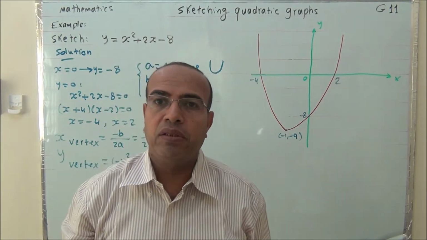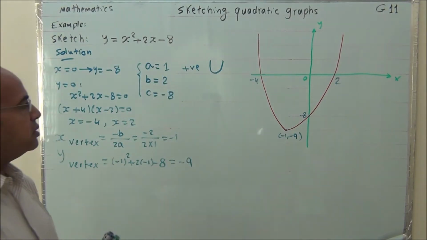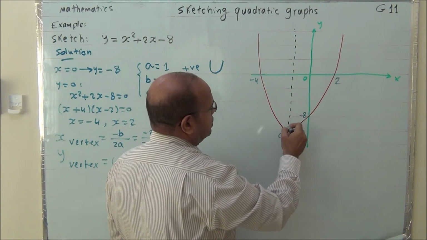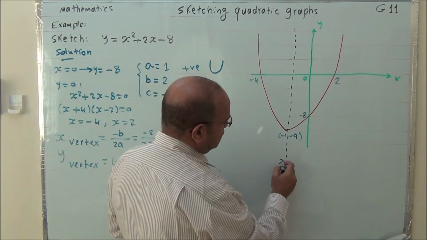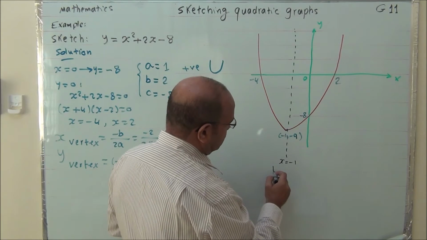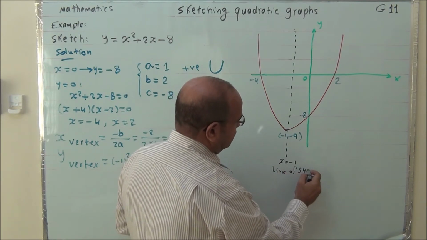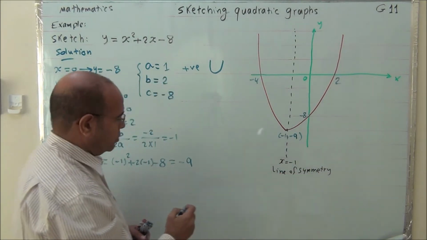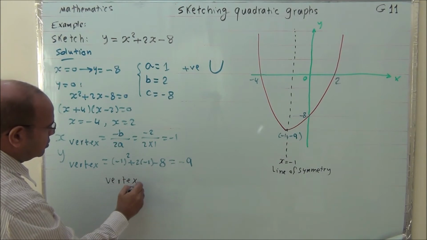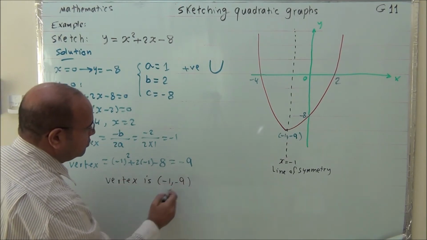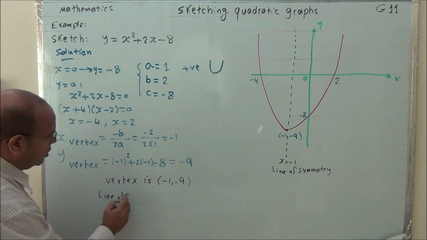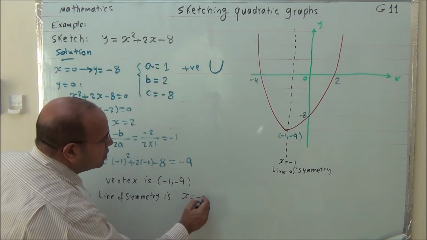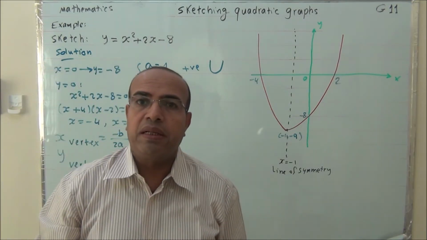What about the line of symmetry? The line of symmetry passes through the vertex. So this is called the line of symmetry. Its equation is x equals negative 1. So the vertex is negative 1 and negative 9, and the line of symmetry is x equals negative 1.